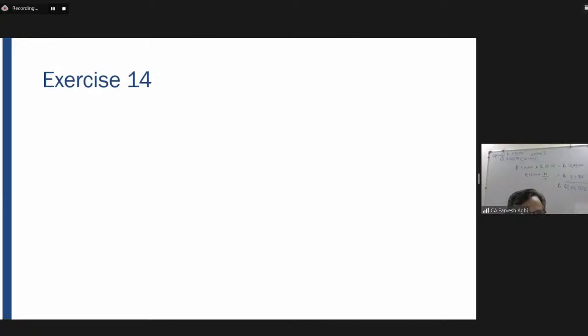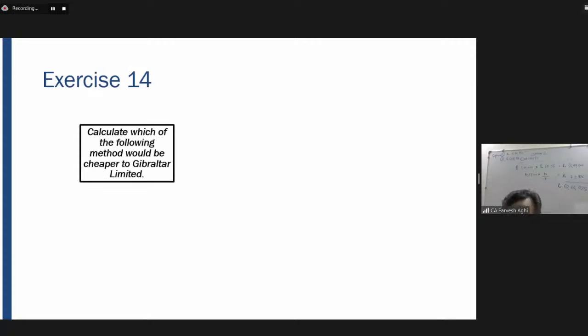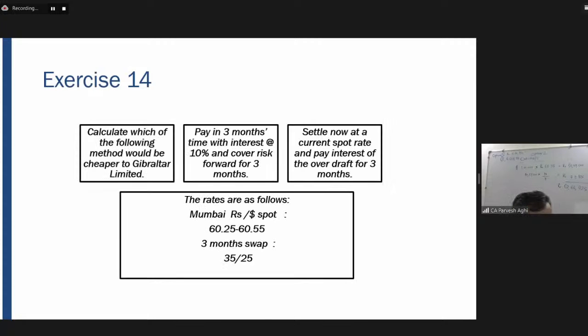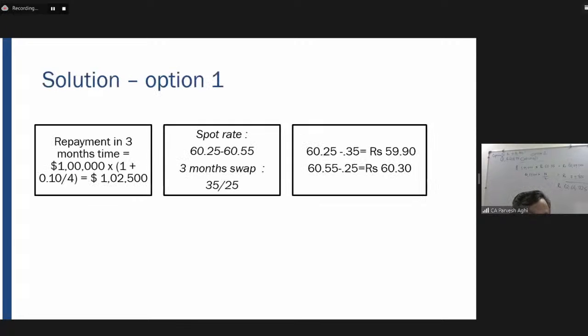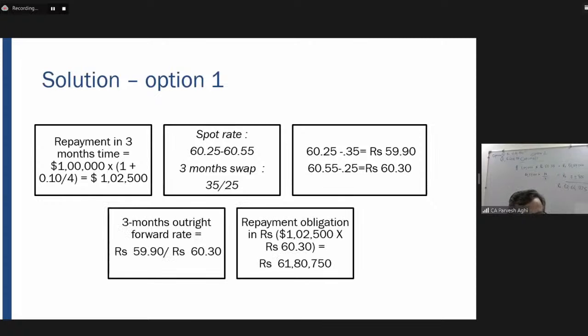Okay. So now let's see this question again. Exercise number 14. This was the question we just solved. Look at the difference between the spot rate and the forward rate. The 3 points signify a decline in the dollar rate. So this was our first solution. Option number 1, payment in 3 months' time, $1 lakh.